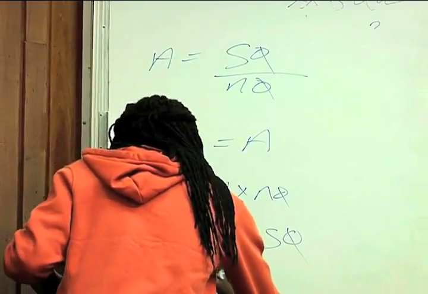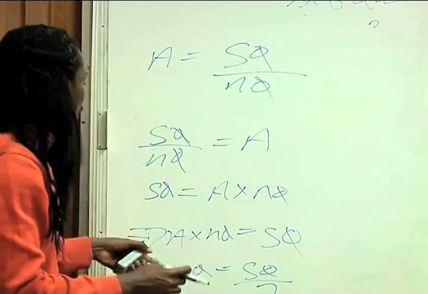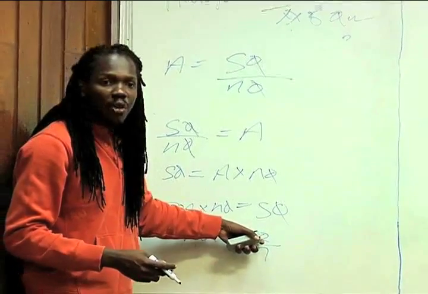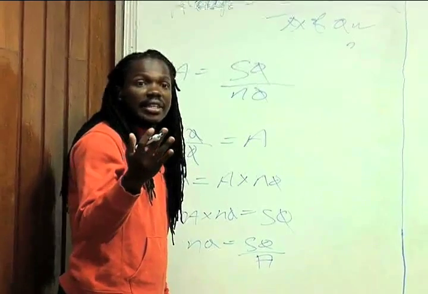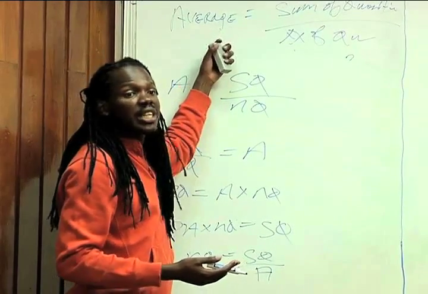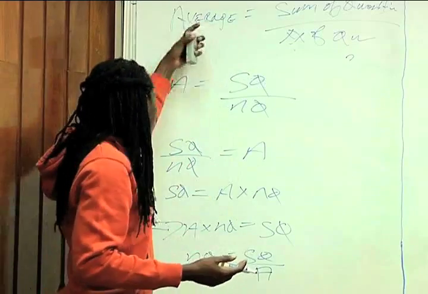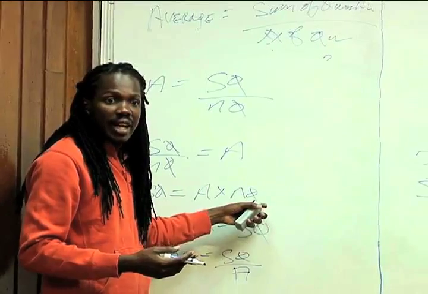Good. So what function is A to NQ? What function will go to the other side? So NQ equals SQ over A. If I want to find the number of quantities, it is equal to the sum of quantities over average. You see that? All coming from knowing just this alone. If I want to find the sum of quantities, then it's equal to average times number of quantities. You see it? All coming from this.